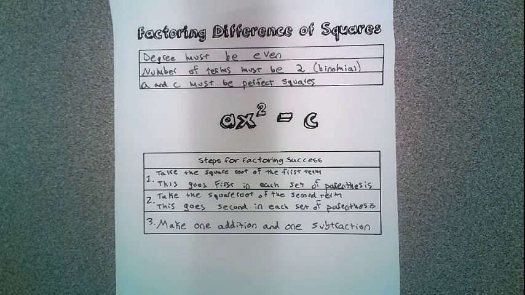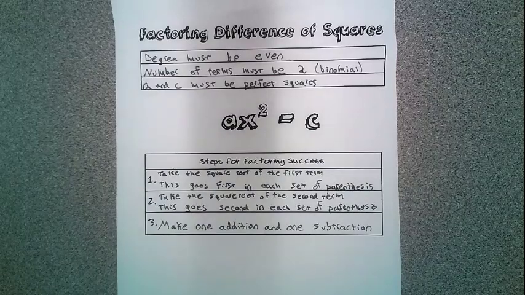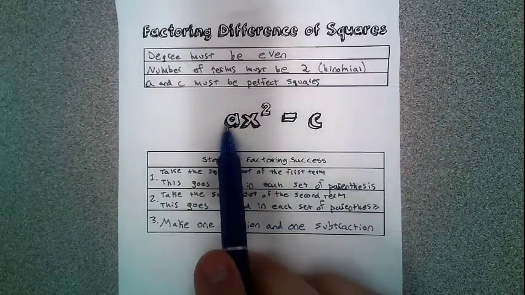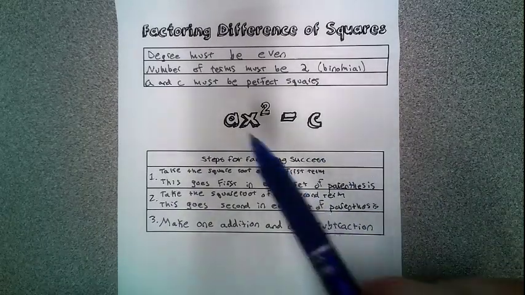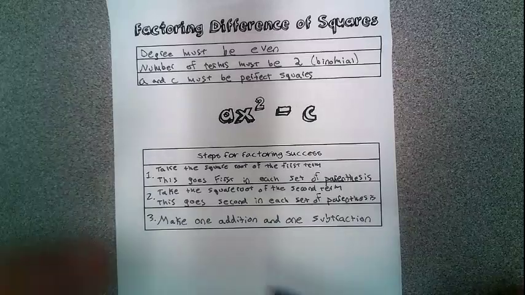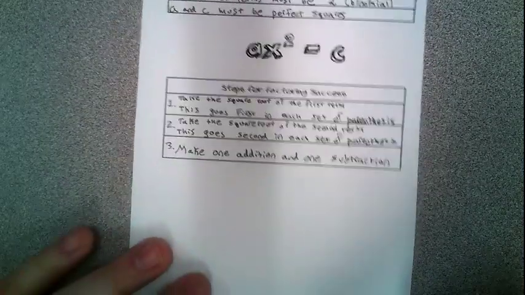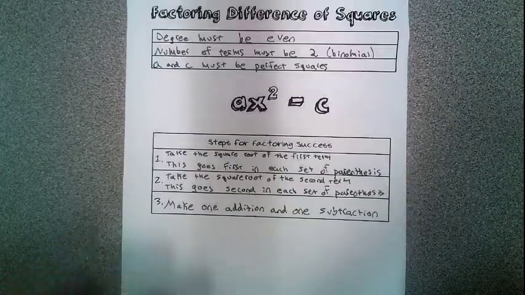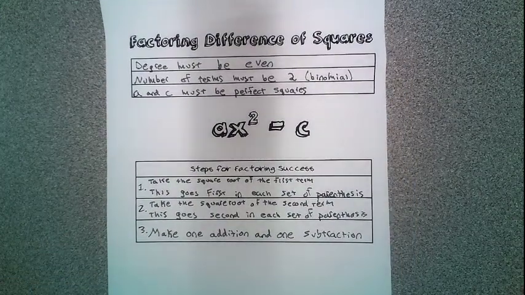The number of terms has to be 2 in order to use this pattern, which would be a binomial, right? First term, second term. And then A and C must be perfect squares. What that means is that A couldn't be 7, C couldn't be 5, right? It'd have to be something like 9, 16, 25, or 36, perfect squares. So I'm going to give you a chance to pause the video and write down all of the notes.